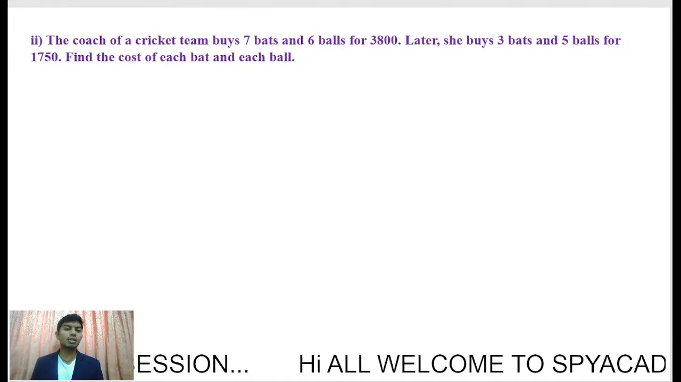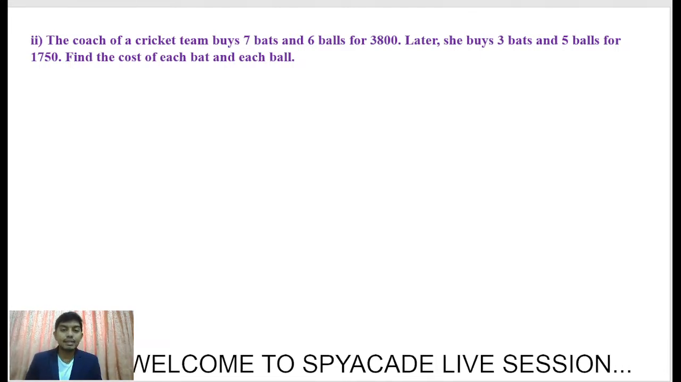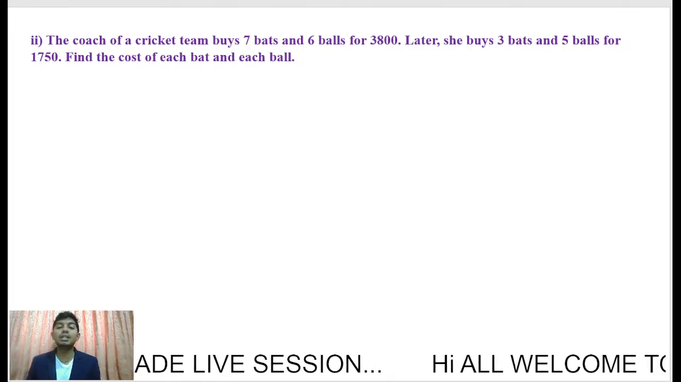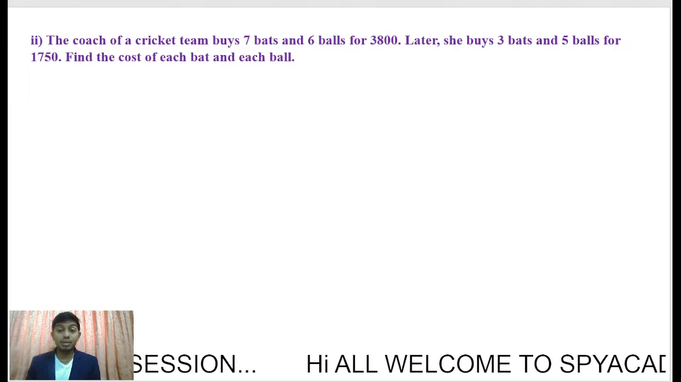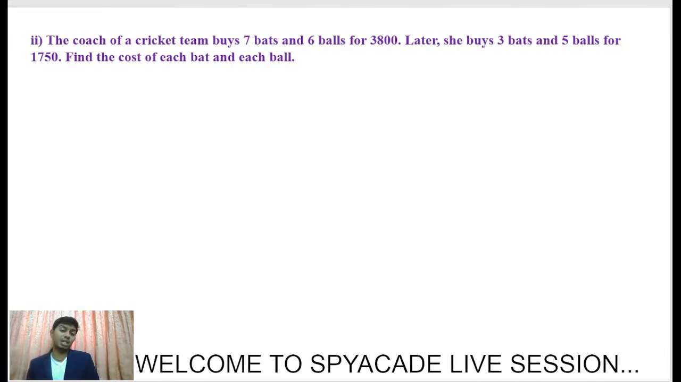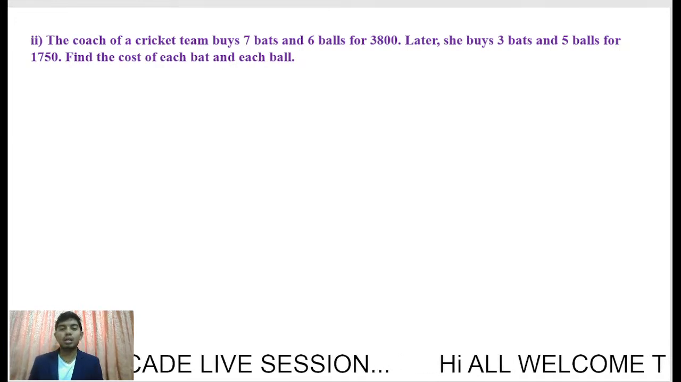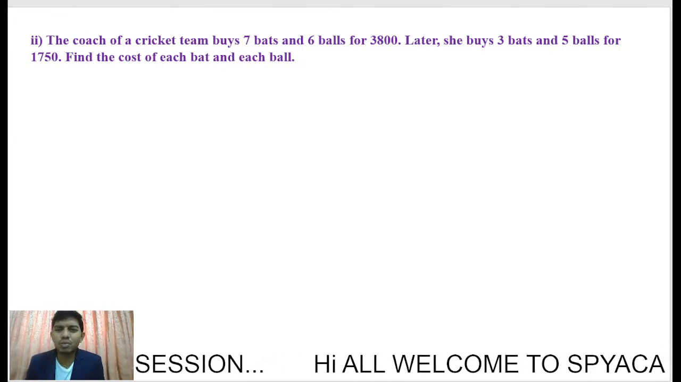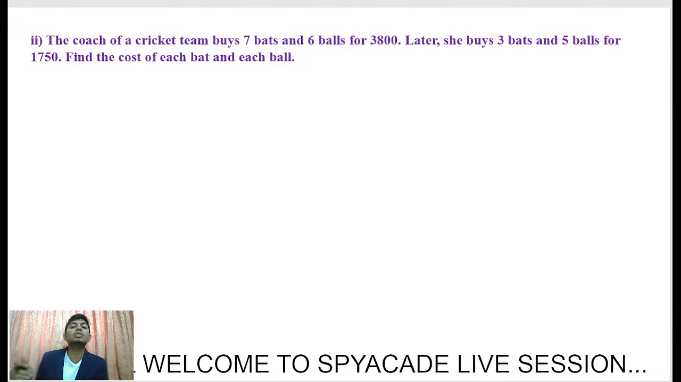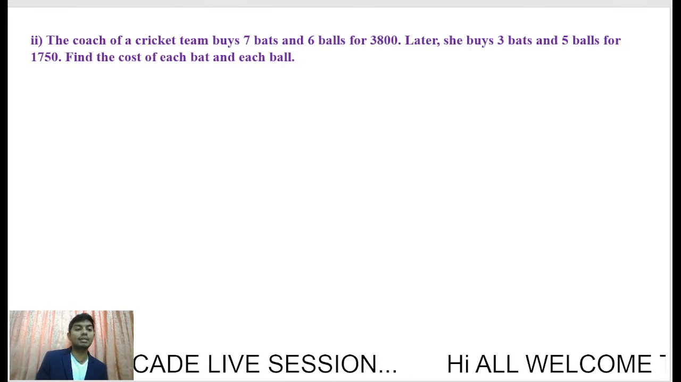Okay, so this question: the coach of a cricket team buys 7 bats and 6 balls for 3,800 rupees. Later she bought 3 bats and 5 balls for 1,750 rupees. Find the cost of each bat and each ball. They have not given any x or y, so when we are giving the conclusion, we have to give it accordingly without mentioning x or y. So here now let us consider.